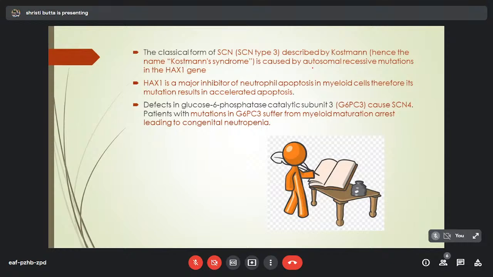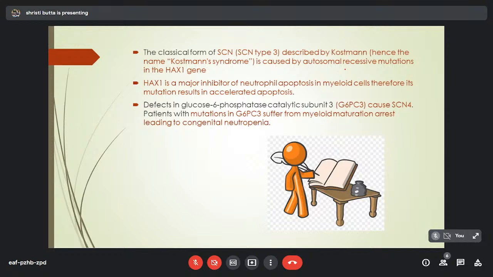Now, what is this Kostmann syndrome? It's an autosomal recessive disorder and caused by mutation in the HAX1 gene. Now, what is this HAX1 gene? As we all know, HAX1 is a major inhibitor of neutrophilic apoptosis in the myeloid cells. So, if there's a defect in the HAX1 gene, there's an accelerated apoptosis of the neutrophils, resulting in neutropenias.